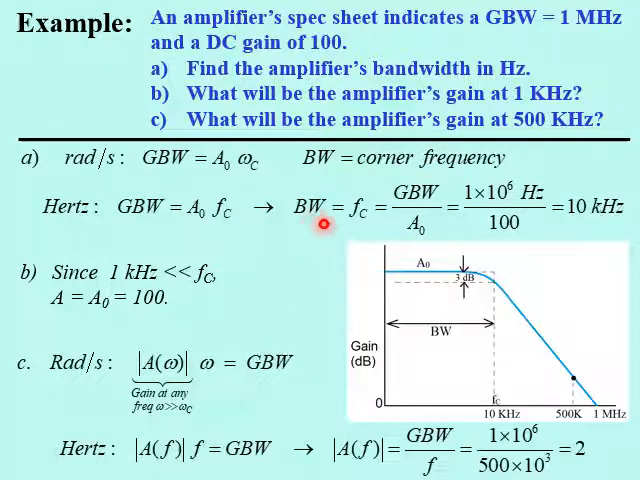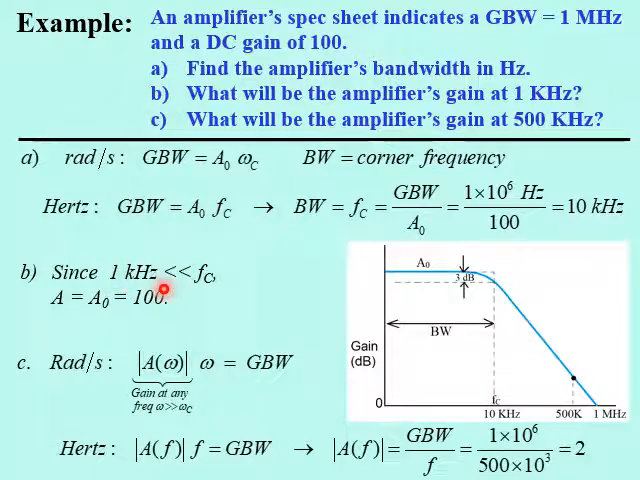So the bandwidth, which is the corner frequency, is then equal to the gain bandwidth product, or 1 megahertz, divided by the DC gain, A naught, which is 100. So this becomes 10 kilohertz. That is the amplifier's bandwidth. That would be shown right here in this diagram. I've constructed a Bode plot for this particular amplifier. All right, part B, what will be the amplifier's gain at 1 kilohertz?